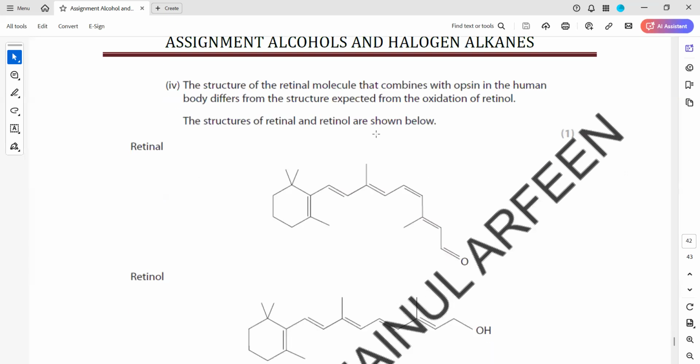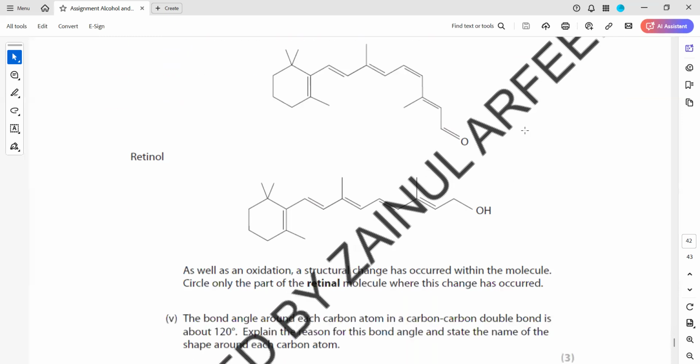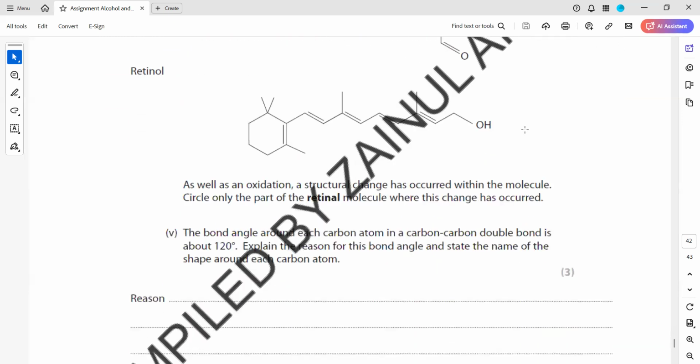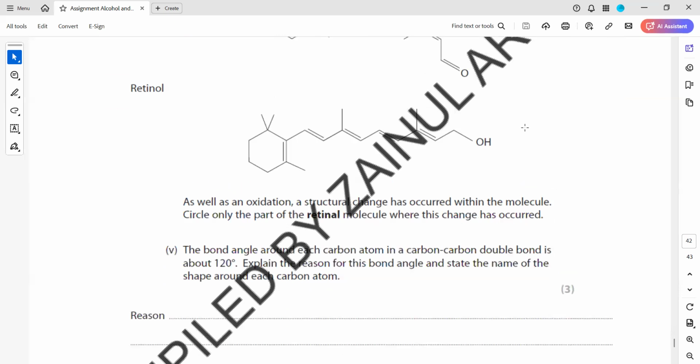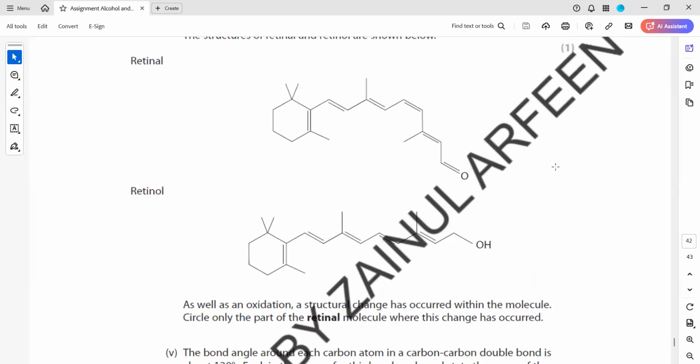In part 4, the structure of a retinal molecule that combines with opsin in the human body differs from the structure expected from oxidation of retinol. The structures of retinol and retinal are shown, as well as the oxidation structure. Structure change has occurred within the molecule. Circle only the part of the retinal molecule where the change has occurred. So we have to circle which part the change has happened.